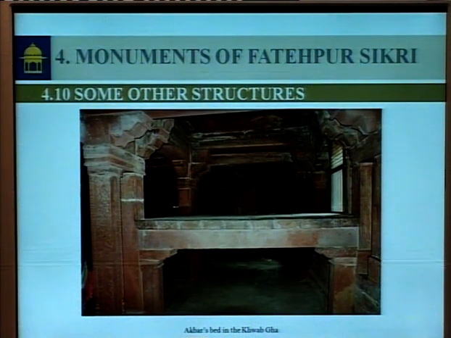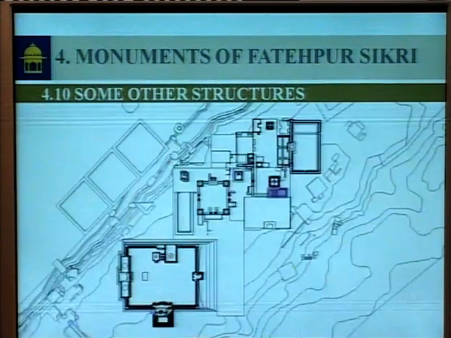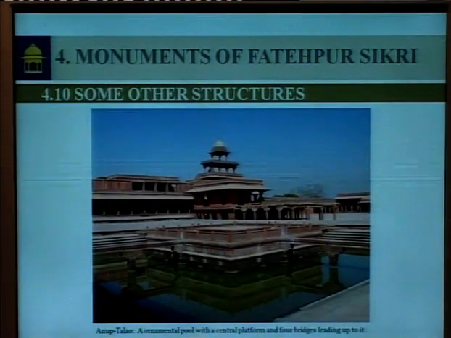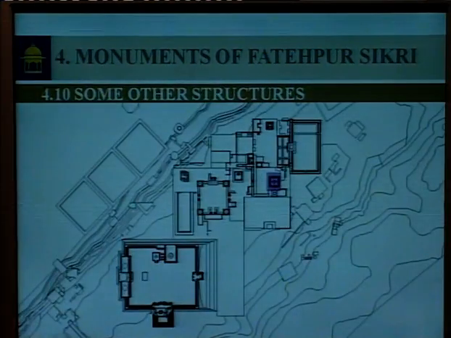Of course, they must be highly furnished at that time. Right now you can just notice some stone slab where he would have slept. And this is the Khwabgah we are talking of, and in front of it there is a pool which is called the Anup Talab. And this one of course you must recognize by now is the Panch Mahal we are talking of, and that's the Anup Talab. Panch Mahal being here, so it's visible across.